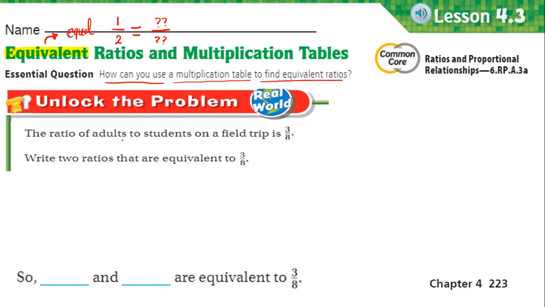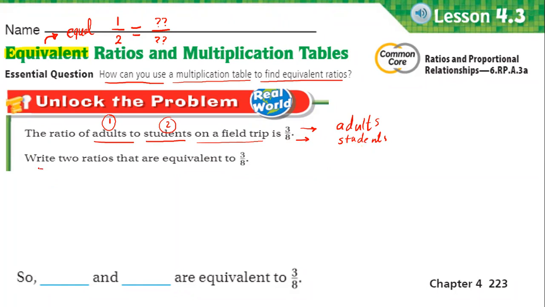The ratio of adults to students on a field trip is 3/8. Here 3 represents adults, because they said adults first. Good job, Saif. And 8 represents students, because he said students second. So 3 adults to 8 students.